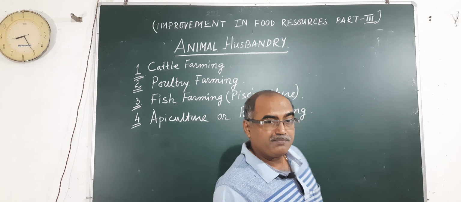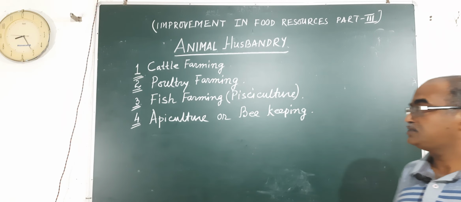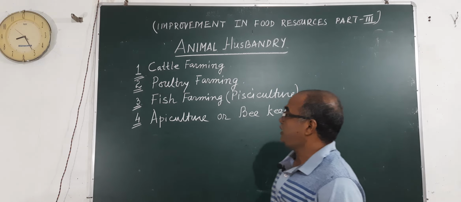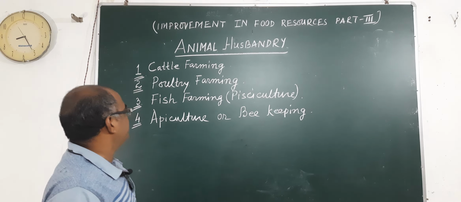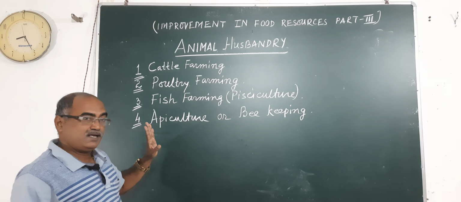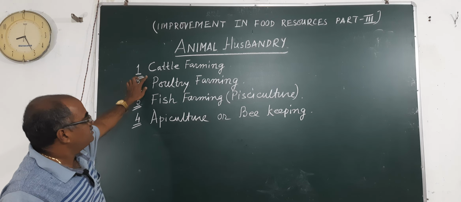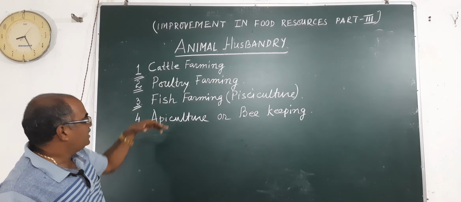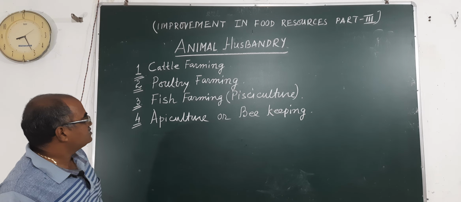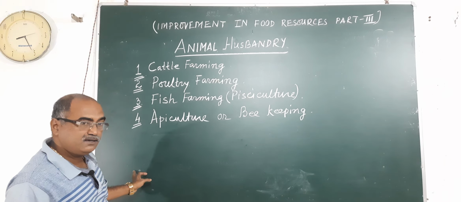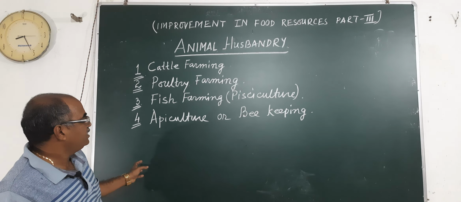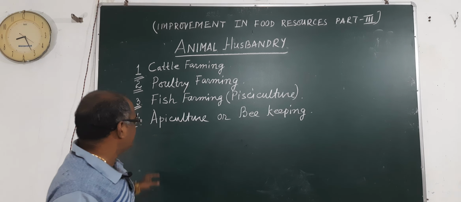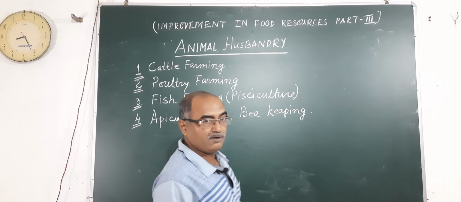Now our population is increasing day by day. Therefore, to improve our food resources, we have to give more and more emphasis to animal husbandry. Animal husbandry mainly has four different parts: cattle farming, poultry farming, fish farming, and apiculture. Cattle farming means cows and buffalo. Poultry means layers, which give us eggs, and broilers, which give us meat. Fish farming is called pisciculture. Apiculture means beekeeping for getting honey.